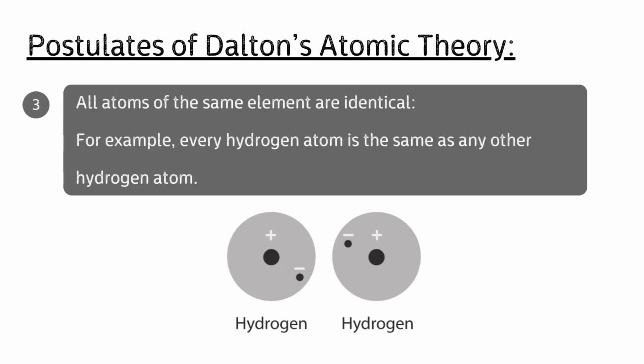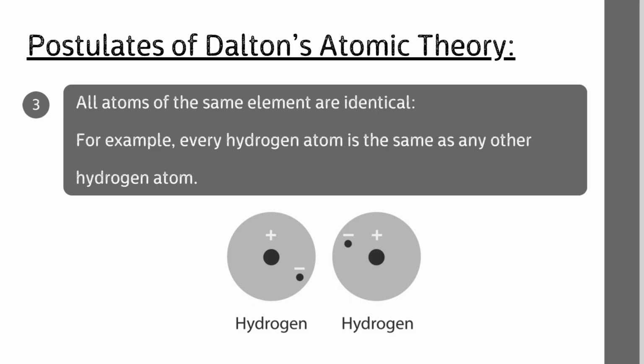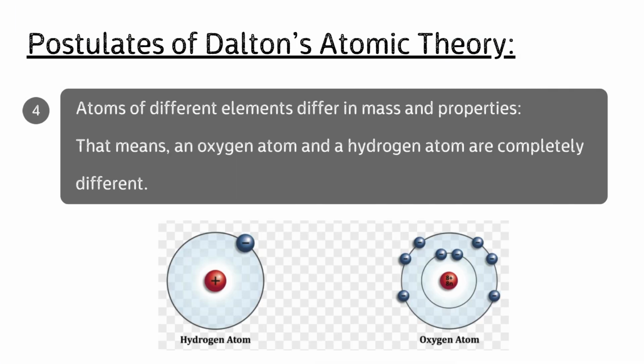All atoms of the same element are identical. For example, every hydrogen atom is the same as any other hydrogen atom. Atoms of different elements differ in mass and properties. That means an oxygen atom and a hydrogen atom are completely different.